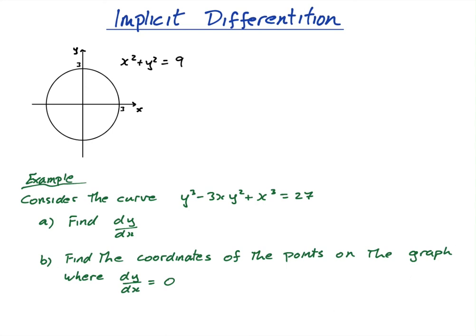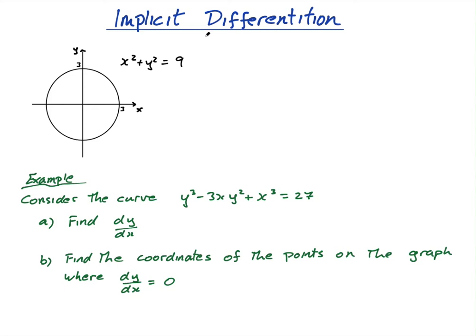Hi guys. So in this lesson, I want to do some implicit differentiation. Now, firstly, what is it? Well, imagine a circle. So this is the equation of a circle with radius 3. X squared plus y squared equals 9.